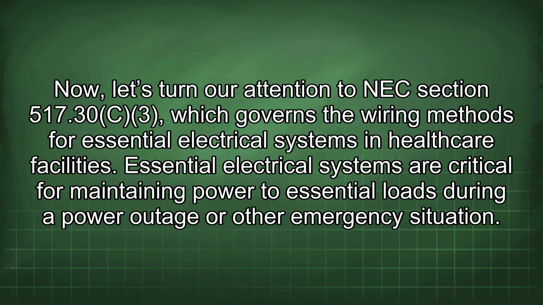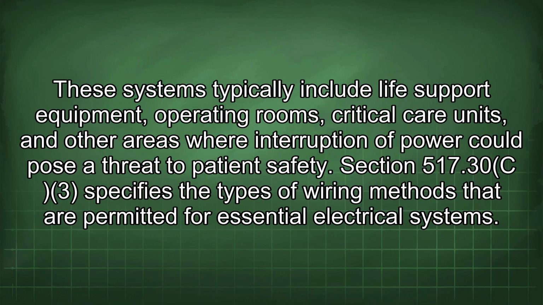Now, let's turn our attention to NEC Section 517.30(C)(3), which governs the wiring methods for essential electrical systems in healthcare facilities. Essential electrical systems are critical for maintaining power to essential loads during a power outage or other emergency situation. These systems typically include life support equipment, operating rooms, critical care units, and other areas where interruption of power could pose a threat to patient safety.